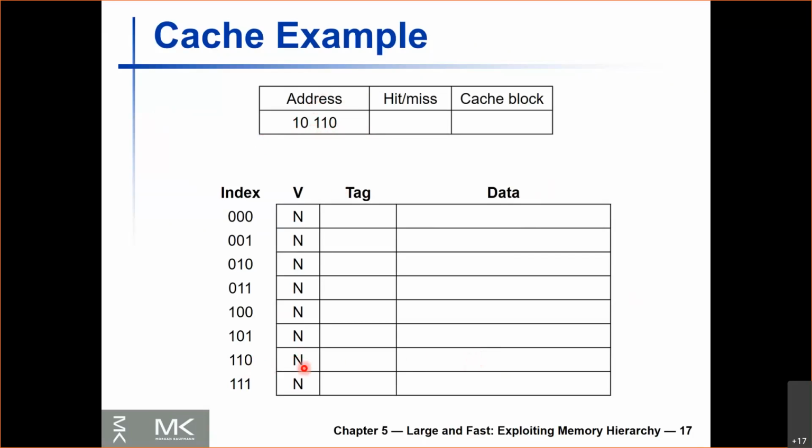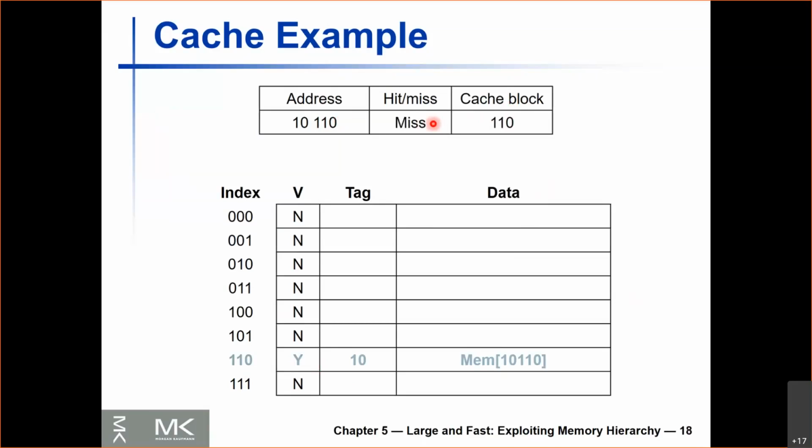No, we don't find the data. We find that this cache line is invalid. Cache block is invalid. So what do we do in this case? Well, do we hit or do we miss? We have a miss, exactly. So in this case, for our cache block 110, we're going to have a miss.